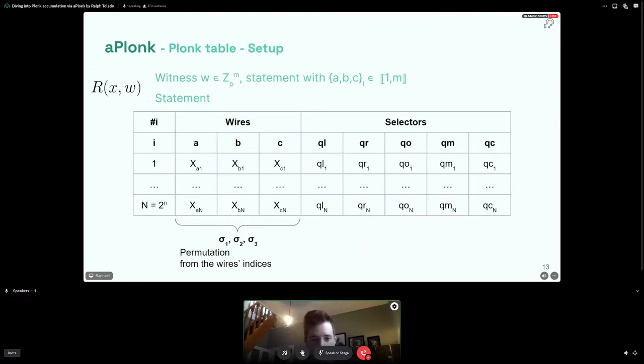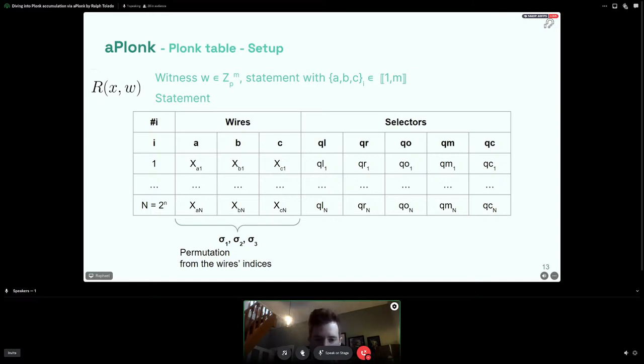If you have worked on Plonk or Halo, you must have seen these kinds of tables before. So these tables represent the circuits. We have our wires, A, B, C, and we have our selectors, QL, QR, QO, QM, QC. The table is categorized by columns, so the wires and the selectors, but also by rows. So rows correspond to the constraints. Each of these constraints must be valid. And by that, we mean that when replacing QL1, QR1, and so on by their values, and replacing the wires by their values, we must have the previous equation equal to zero for each of these rows.